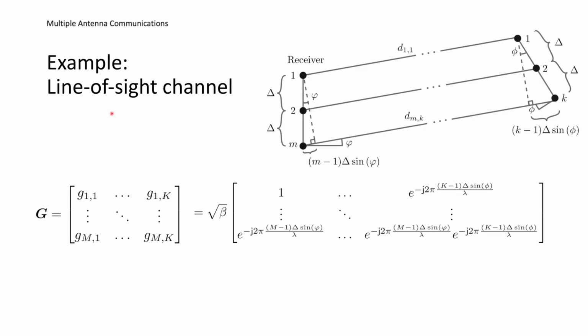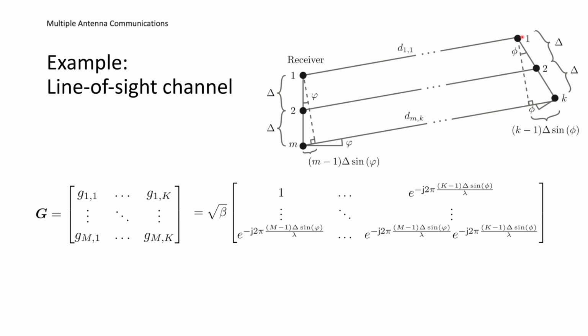Let's now consider another example, namely a line-of-sight channel, because those channels are known to have high SNRs. Because when you don't have any scattering and anything like that, the signal is going to be reaching you with a much larger amount of power. There's no power that's disappearing along the way. And let's assume that we have a transmitter with K antennas in a uniform linear array, and we have a receiver with M antennas also in a uniform linear array. And the transmitter and receiver are far away from each other.